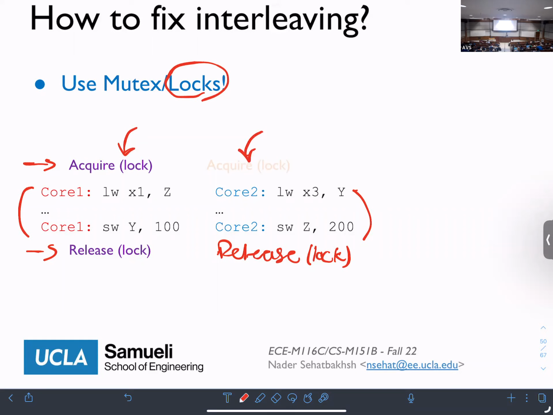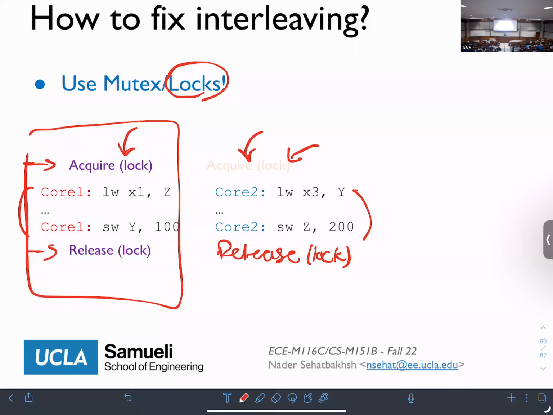We'll talk about how that would work. But for example, if core number one is successful, then it's guaranteed that until core number one releases the lock, core number two cannot get the lock. So it means that this part has to busy wait until this one releases the lock. Then this one can acquire the lock, start executing this, release the lock, and then move forward.